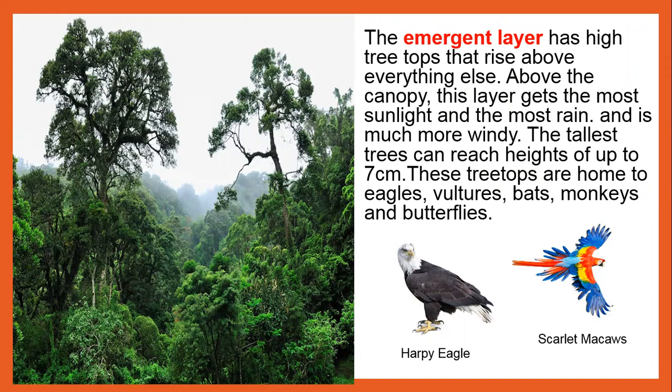So you can see in the image on the left, the emergent trees are overlooking and overshadowing the canopy trees below them. This is because they get the most sunlight and rainfall, and this enables them to grow at a quicker rate than the other trees below them.